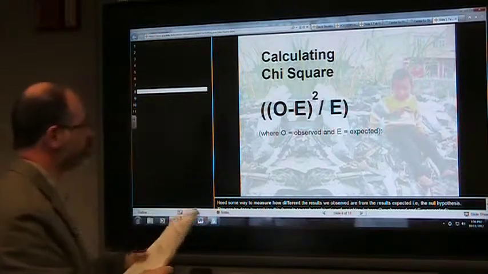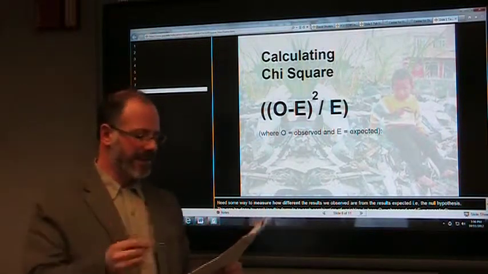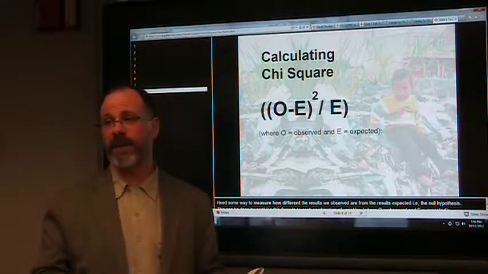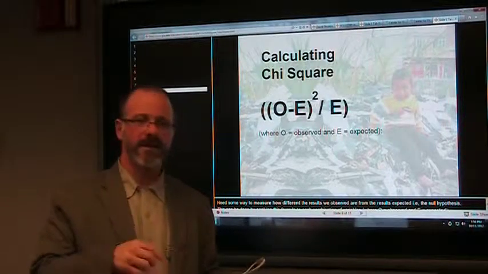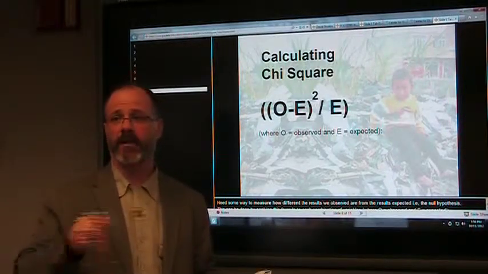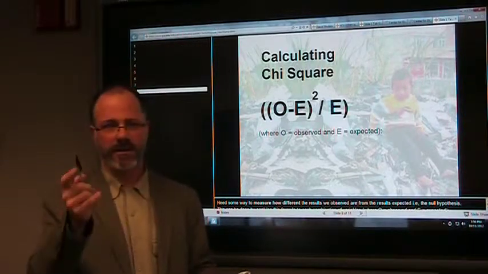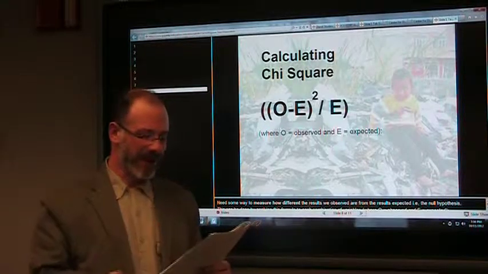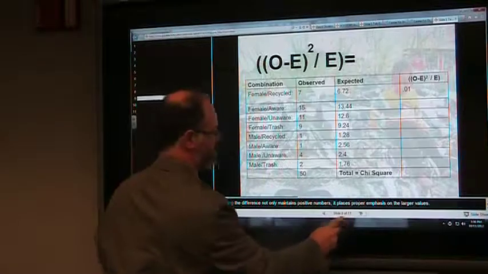All right, so we need some way to measure how different the results we observed are from the results expected. The results observed, the actual data that we collected, from the results expected, which is the null hypothesis. This can be done by applying the formula here. We move on to the next page.